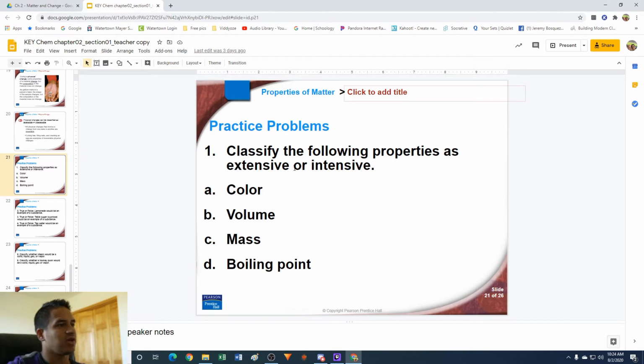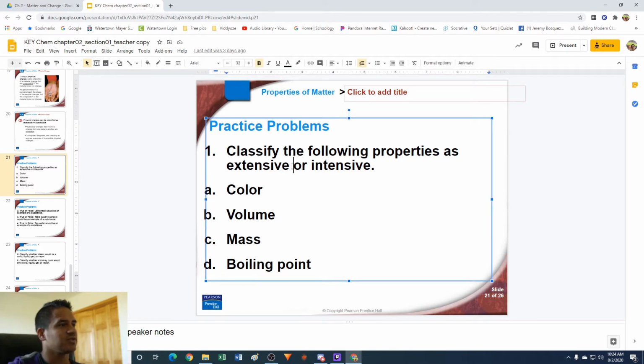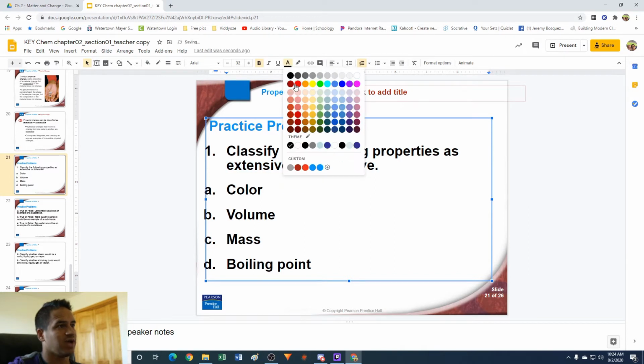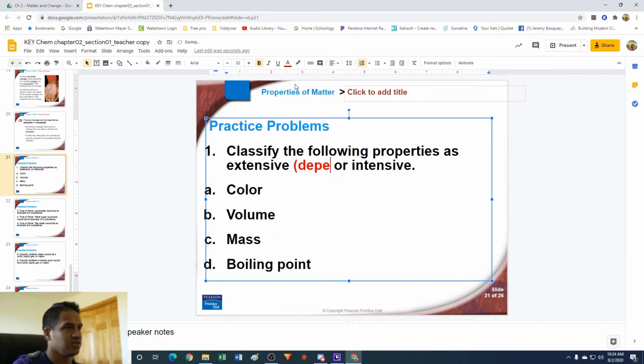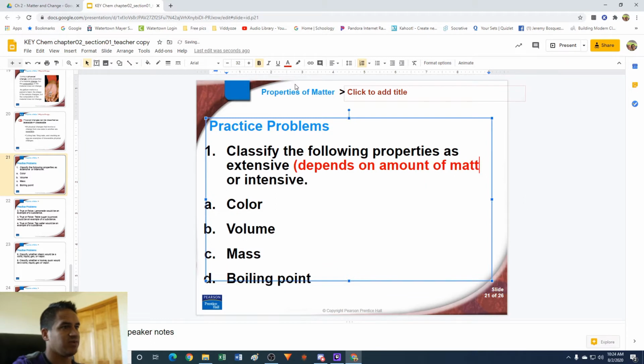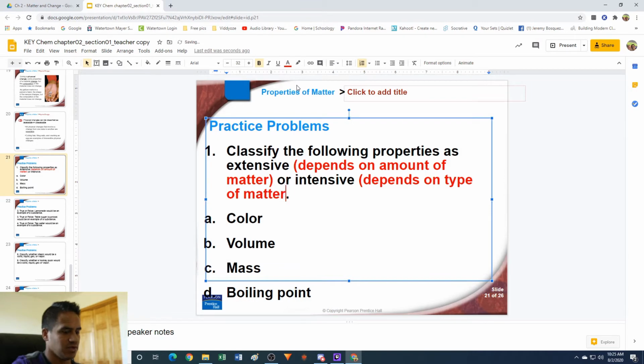All right, so just to remind ourselves, extensive properties are typically going to be things that are dependent on the amount of matter that we have in a sample. So it depends on amount of matter. And intensive properties are things that depend on the type of matter. So it depends on type of matter. All right, so let's go through each one of these and try to determine if it's dependent on the amount of matter or type of matter.